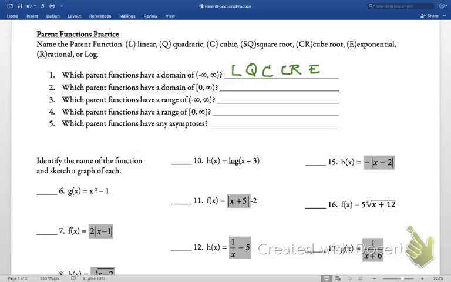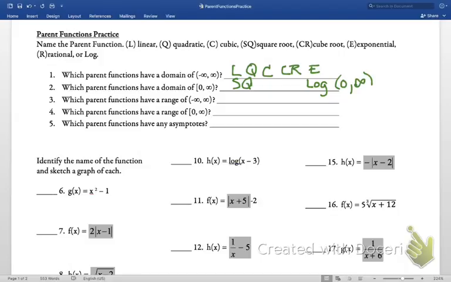Which one has a domain that goes from 0 to infinity? Well, the only one I can think of is the square root function. Now you may say the log has it, but remember the log has a parenthesis, okay? So it doesn't count.